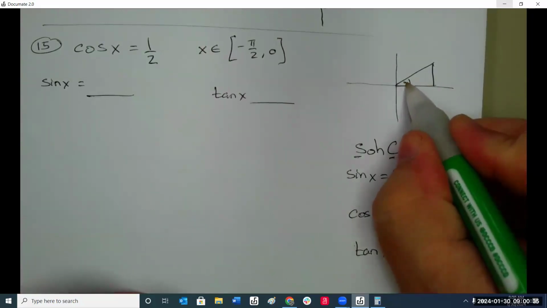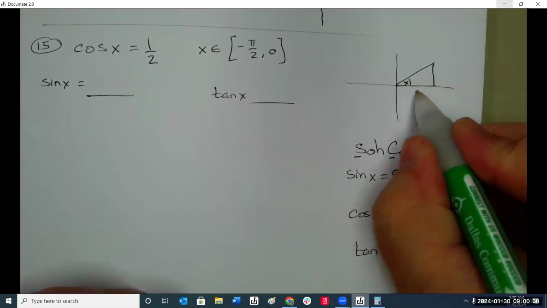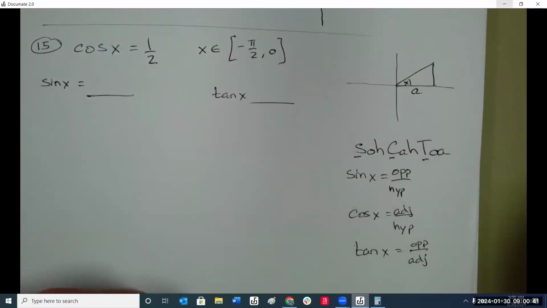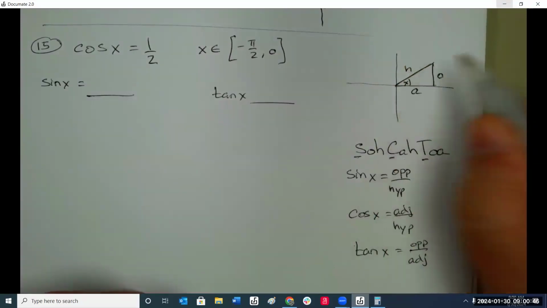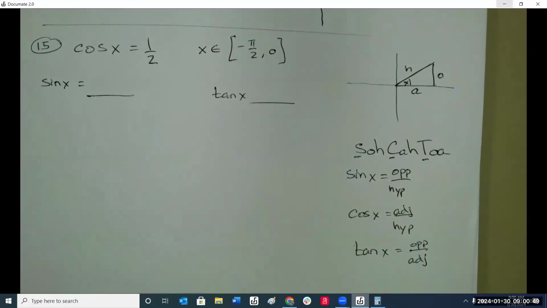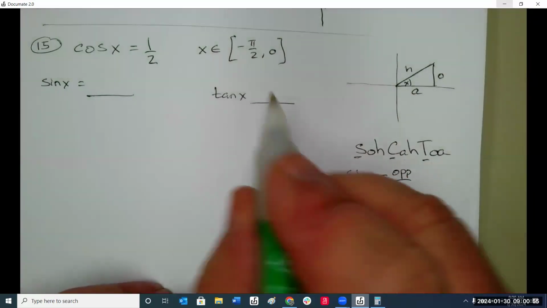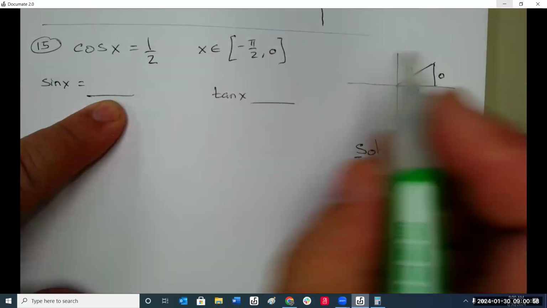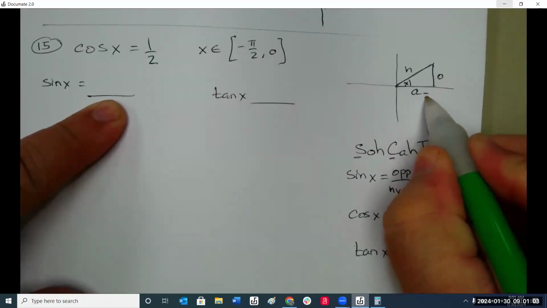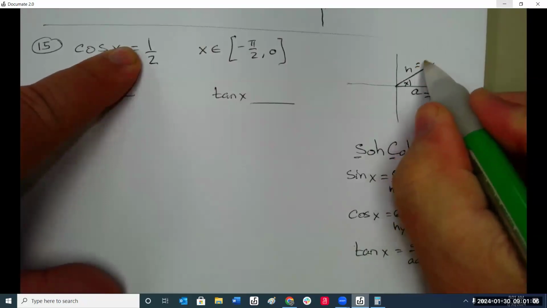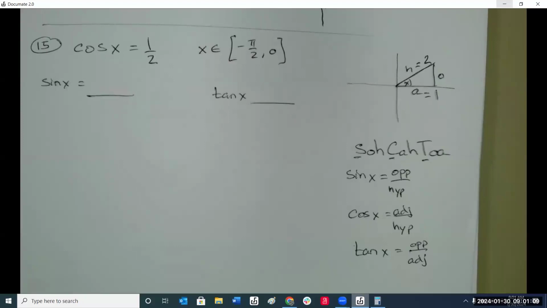So here's our angle x. Adjacent touches that angle. Opposite is opposite of it, and the hypotenuse is the long side. So what does this tell us? Cosine is adjacent over hypotenuse. So the adjacent is 1 and the hypotenuse is 2. What's the opposite side? How do we figure it out?